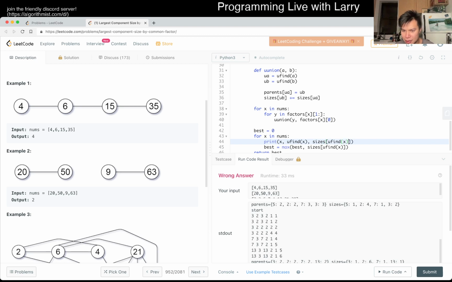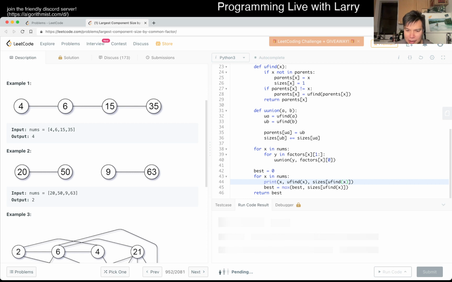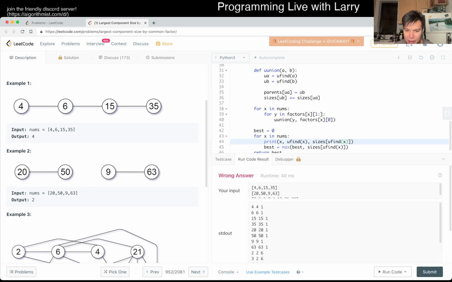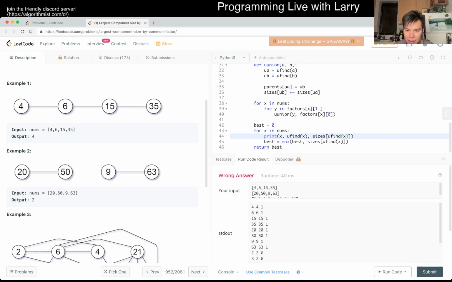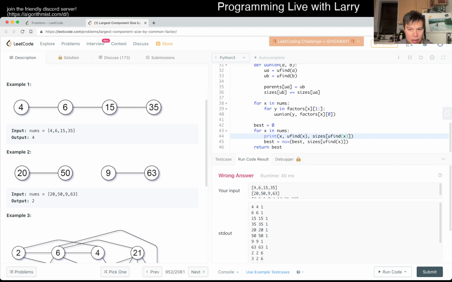Yikes. Debugging. Why am I always debugging? I've been really not great. Okay, so oh, I am being dumb. That's why. Okay. So I was wrong on this because I am doing it over x, and x doesn't really have components because we said we're trying to figure out the biggest component based on the factors. So I made a mistake here.